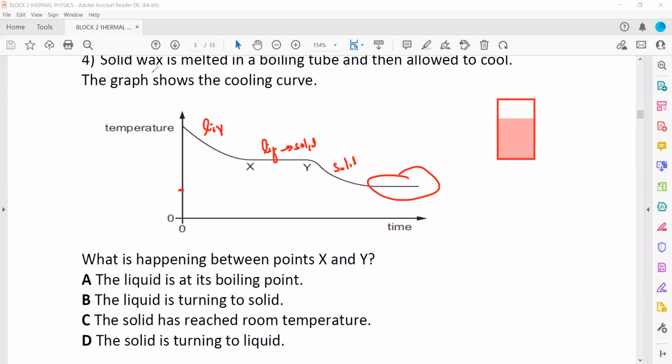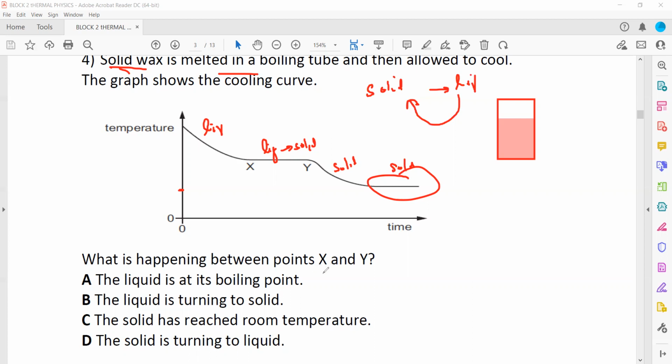And in the question they mention a solid wax is melted. So in the beginning we had a solid, then we melt the solid and convert it into liquid. And now we cool down the liquid. So if the liquid cools down, the liquid will turn into solid. So here we'll have liquid, it's cooling down, then the liquid turned into solid, and here solid, here also solid. But why at this point is the temperature constant? It means it reaches a thermal equilibrium, or the temperature of the room is the same as the temperature of the wax. That's why it is not changing its temperature.